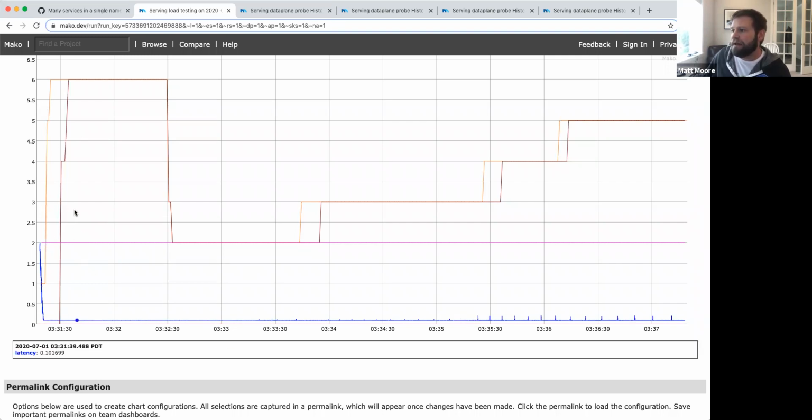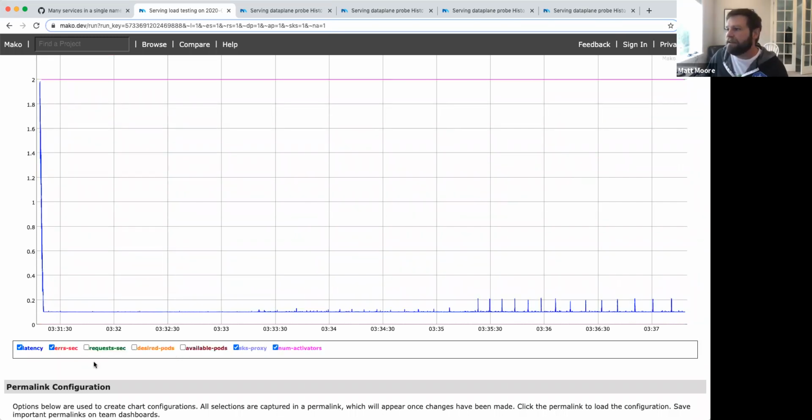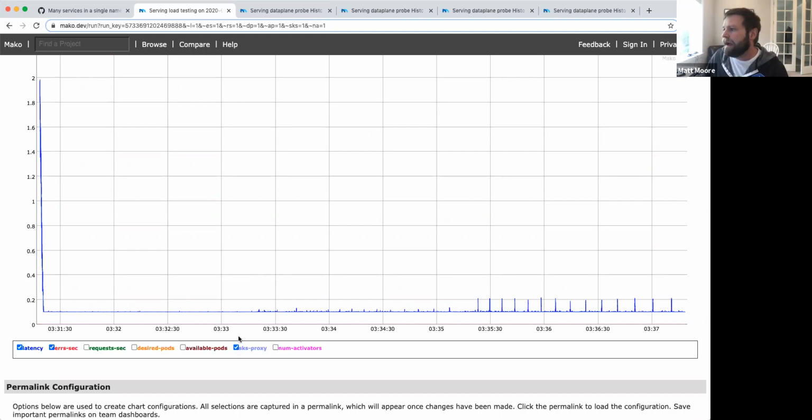This orange and brown line, I believe, are desired and actual pod counts, and you can see that right where we step up to 2,000, we add another pod, and then when we step up to 3,000, we add another two pods. But yeah, these are the kinds of things that we are tracking, and I want more of the control plane stuff in there, but it hasn't landed there yet.